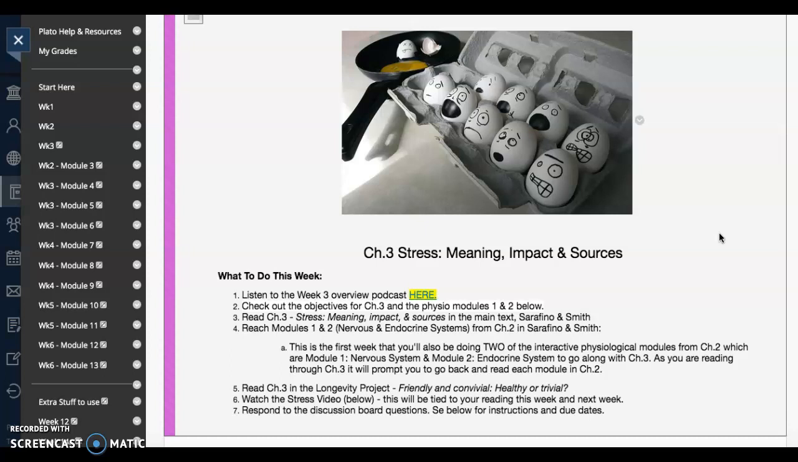Lots of things happen in those two bodily systems that sort of have a trickle-down effect for the rest of the body. Lots of implications for health when it comes to how stress affects those systems. So we're only covering modules 1 and 2 of chapter 2 while we talk about chapter 3, stress. And you're going to see that we do this in certain chapters as we go.